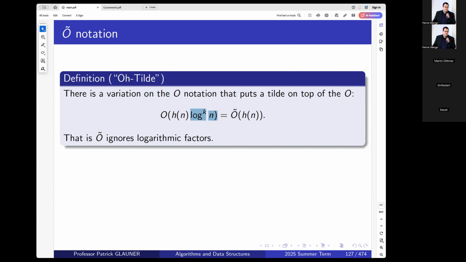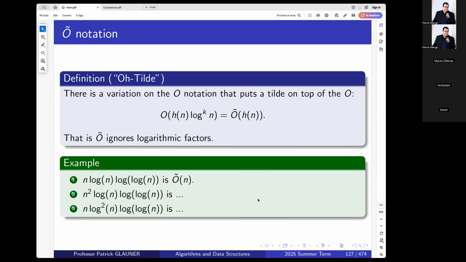And what this O tilde notation does is, imagine you have something like O of h of n, and you have some more logarithm factors. So this would mean log n raised to the power of k. And the O tilde notation would just preserve our h of n, and the O tilde would ignore all the logarithm factors. It's something you see sometimes in quantum computing publications. Just to make that O more understandable, we say, well, the logarithm factors, we just want to leave them out, so we use the O tilde notation.